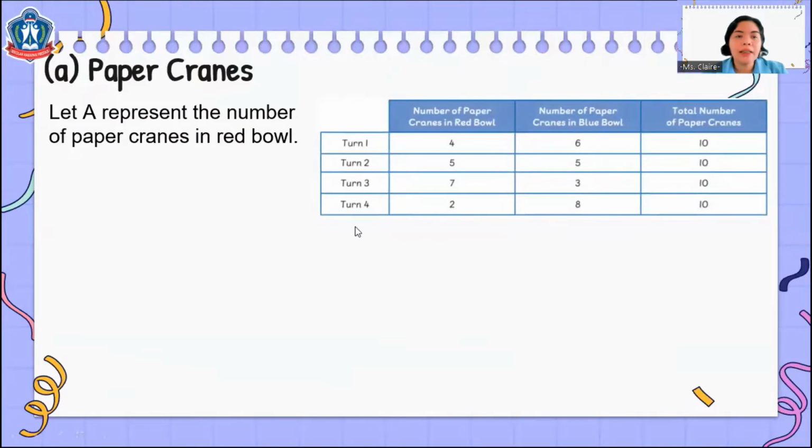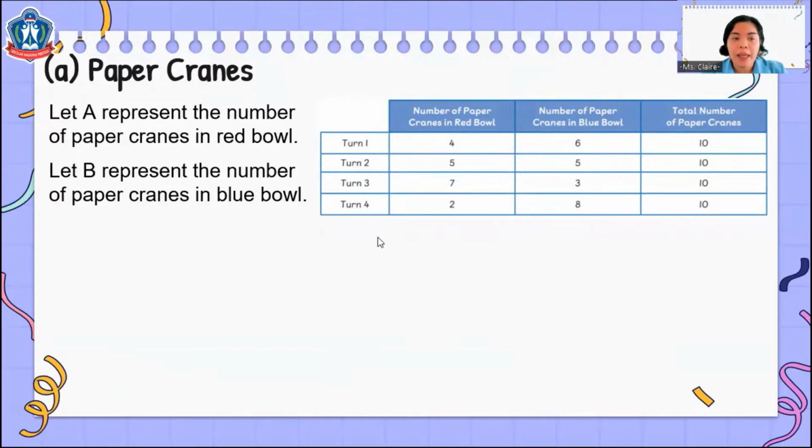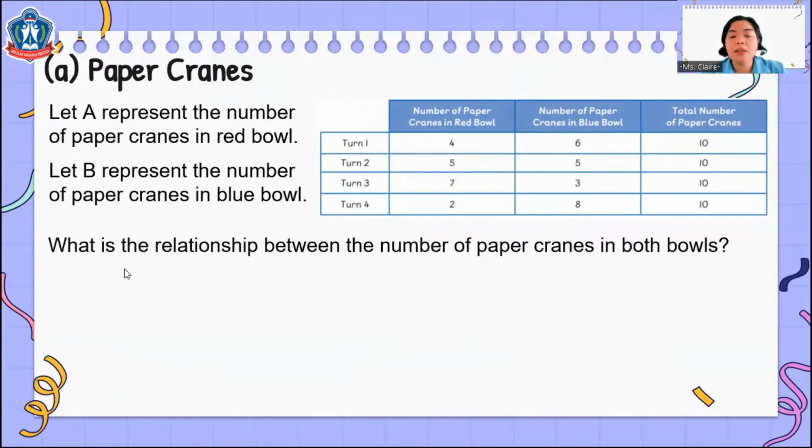Okay, so let A represent the number of paper cranes in the red bowl, and let B represent the number of paper cranes in the blue bowl. So we will use A and B to represent the numbers. What is the relationship between the number of paper cranes in both balls? We can write A plus B equals 10.